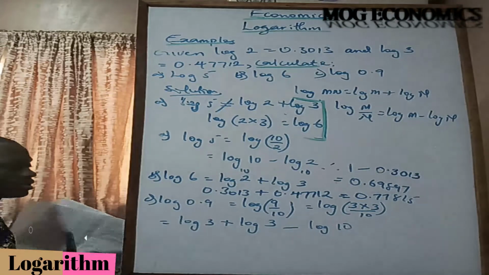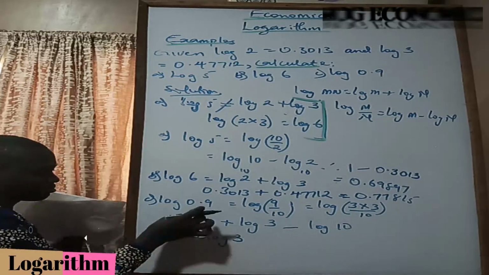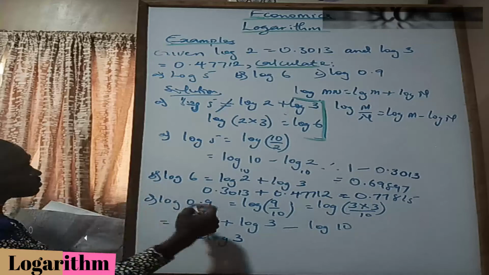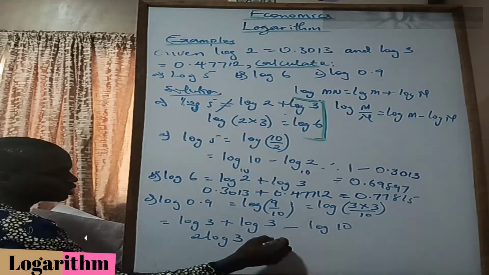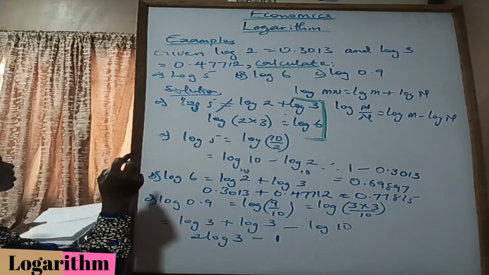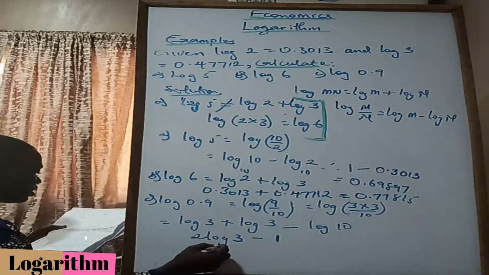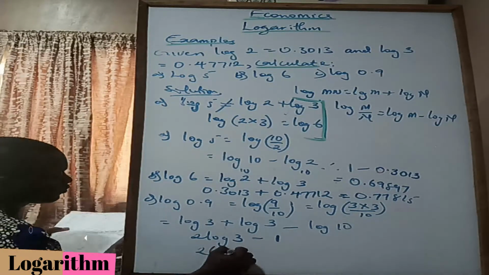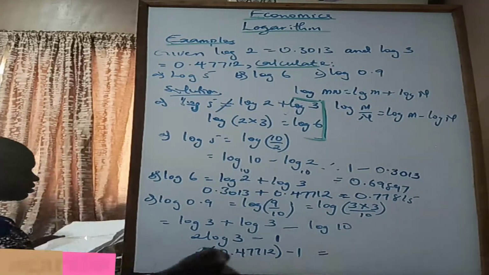Log 3 in 2 places, so this is 2 log 3. You may decide not to do it this way. You may just take log 3 plus log 3, 0.47712 plus 0.47712. And of course, log 10 is going to give us 1. So 2 multiplied by log 3, which is 0.477 whatever, minus 1. So I'm going to have 2 into bracket 0.47712 and minus 1.